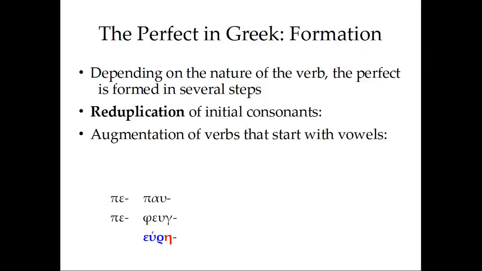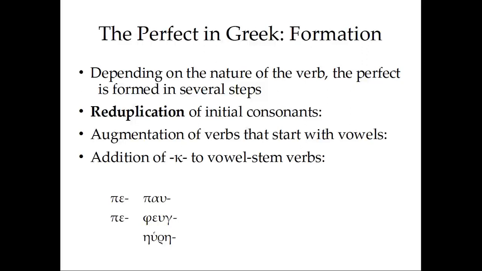And the lengthened version of epsilon upsilon is eta upsilon. So rather than reduplicating anything, in a sense this is reduplicating, it's lengthening that initial sound. So depending on the nature of the verb we're talking about, we're either going to reduplicate the initial consonant or lengthen, or augment, that initial vowel or diphthong.